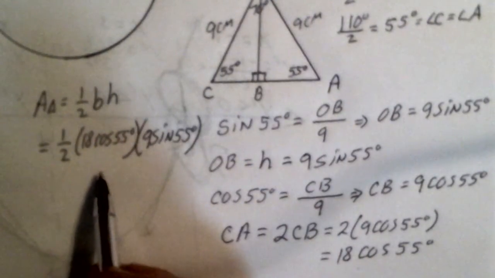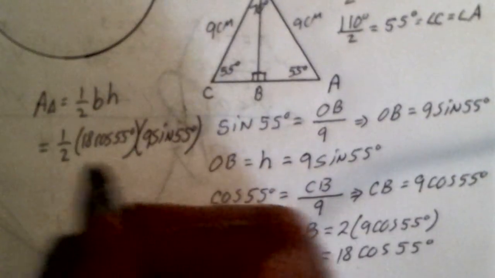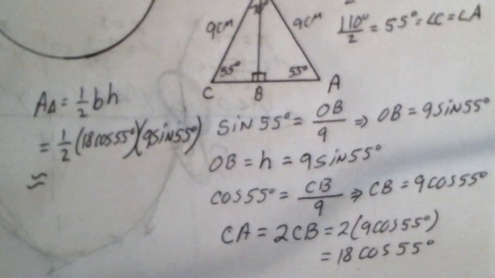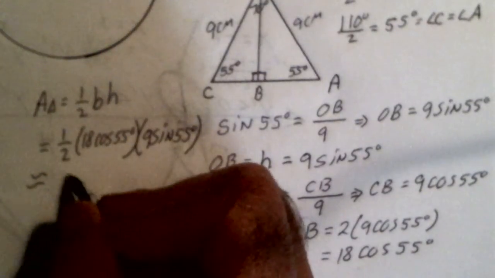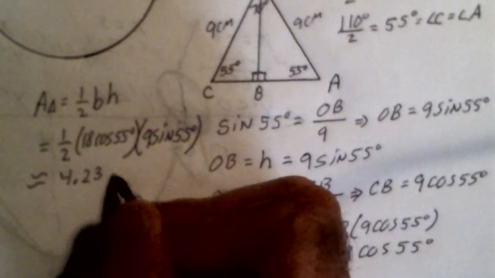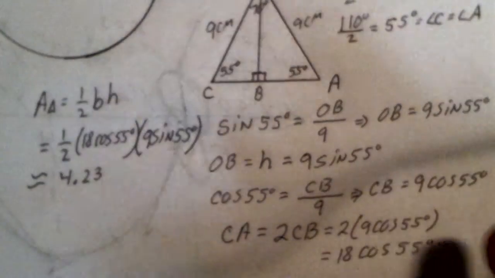And so therefore, the area of this triangle is going to be this here, and we can approximate it if you get on your calculator. Make sure your calculator is in degree mode here. If you take 1/2 of 18, which is 9, times the cosine of 55 degrees, times the sine of 55 degrees, I'm getting the area of the triangle, which is about 4.23 square units. So that's the area of the triangle.